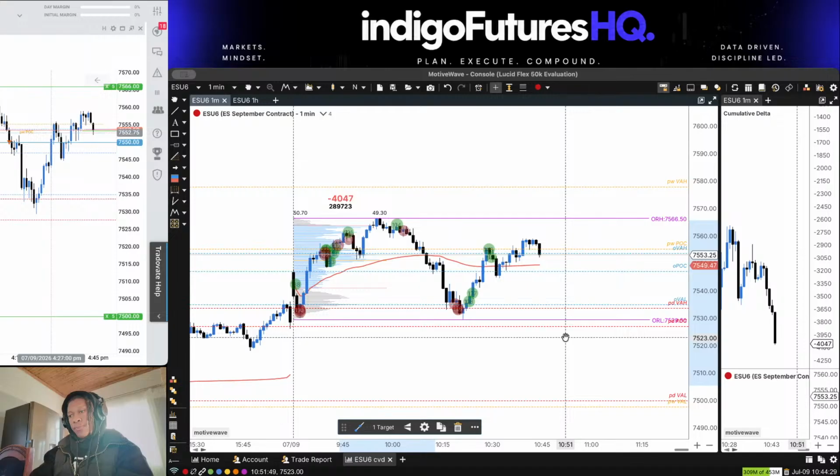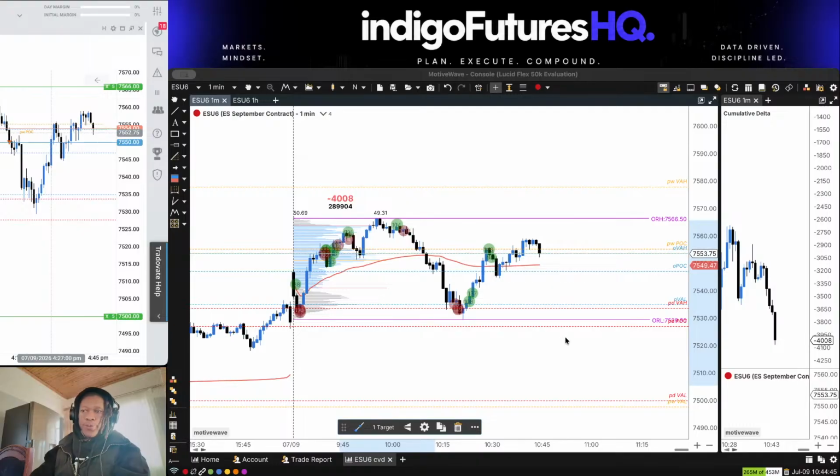Okay, so the first thing has happened. That's the overnight value area high, right? We've just broken inside of that and the previous week point of control. Now it's about holding those levels, which doesn't look too good, bro. It ain't looking good, brother.